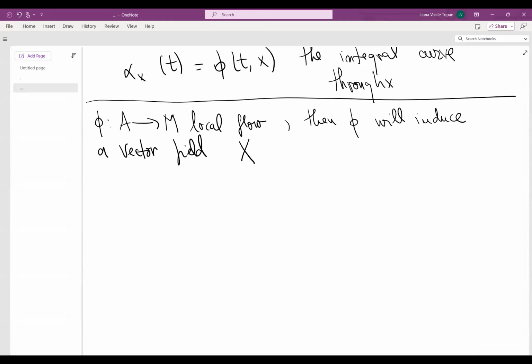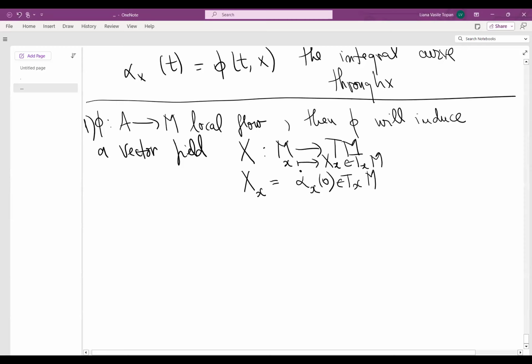So the vector field is defined like this. You see, again, it's a section of the tangent bundle. So every x here in M goes into a tangent vector at x to the manifold, and this is defined to be the derivative of alpha x, which is tangent at x.